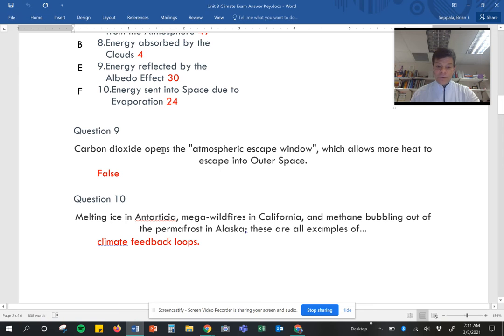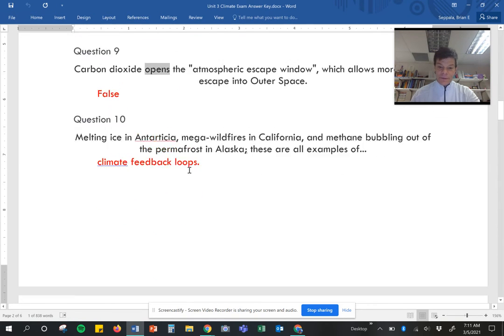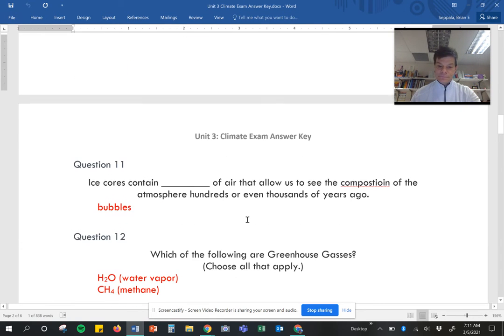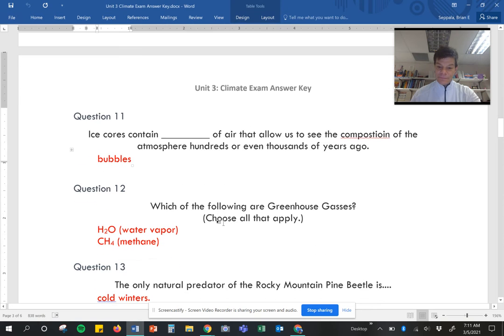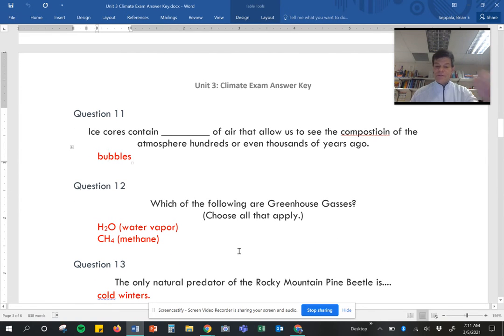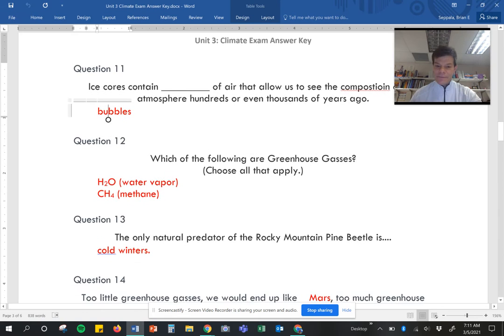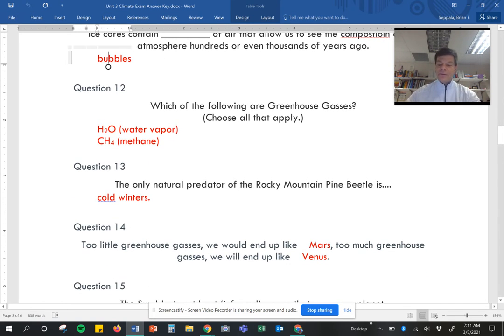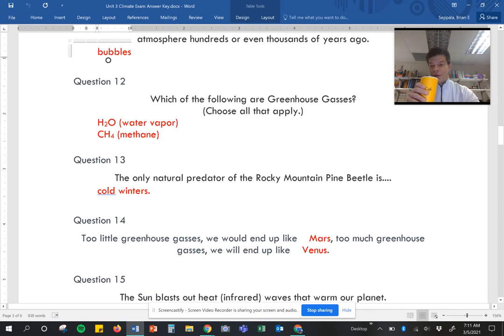Which opens? No, carbon dioxide closes it. That's a false statement. Melting ice, mega wildfires, methane bubbling. Those are climate feedback loops, meaning one thing leads to another and it gets worse and worse and worse. Ice cores contain bubbles. H2O and CH4 are our main greenhouse gases, along with water vapor, but that wasn't a choice. The only natural predator of the Rocky Mountain pine beetle is a cold winter, which unfortunately we're not having a lot of recently.